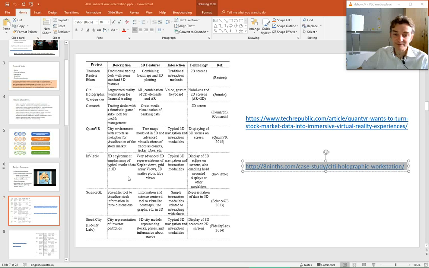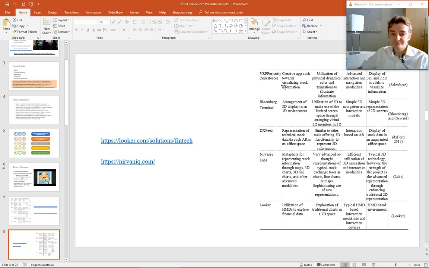Also other environments like Invisible, that's one other example there. Science GL is more a toolbox for visualizing and representing data in 3D. Stock City is also pretty interesting because they have a city representation of an investor portfolio, so it's a little bit a similar thing to maybe Quant VR, but the city models there represent stock prices, and also like Quant VR, they have the same interaction modality. Then I go a little bit further. There are also some other approaches which are going in similar directions.